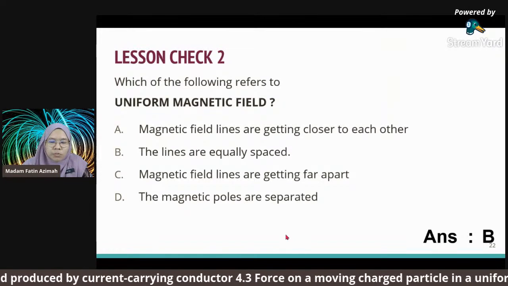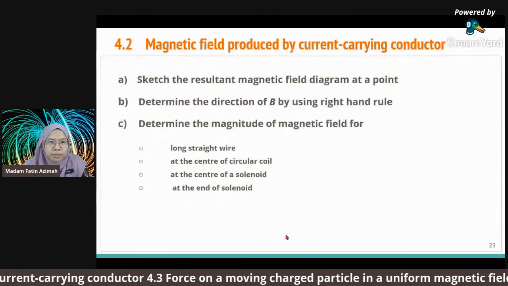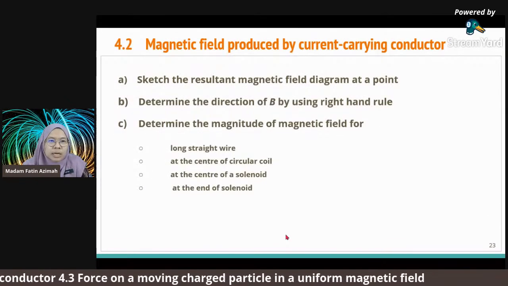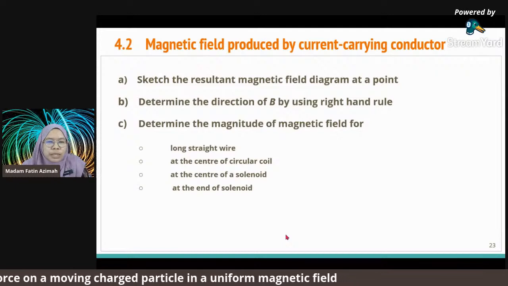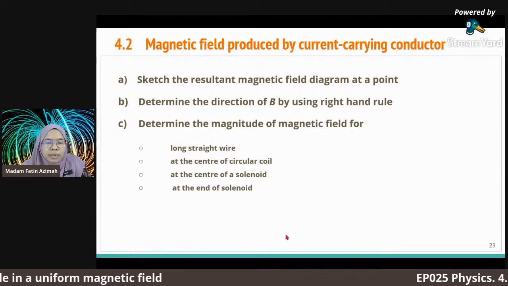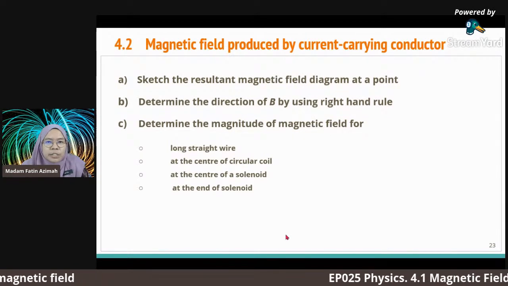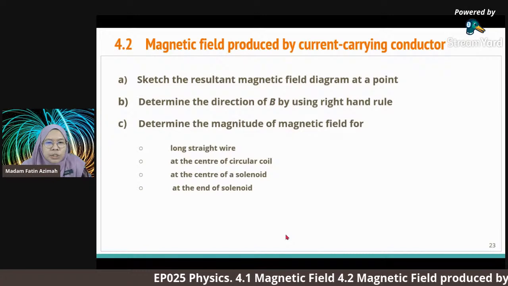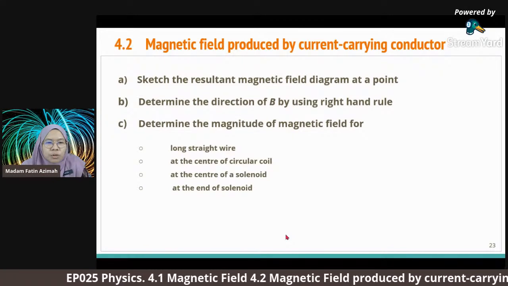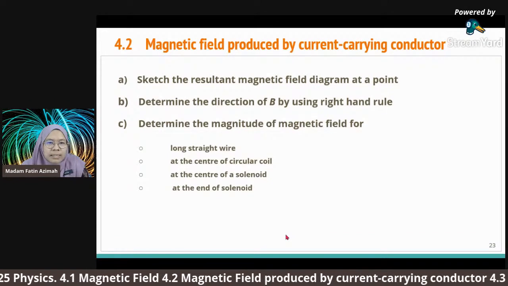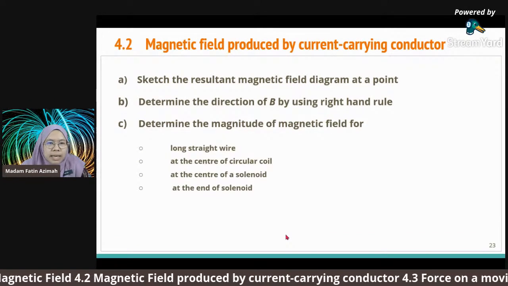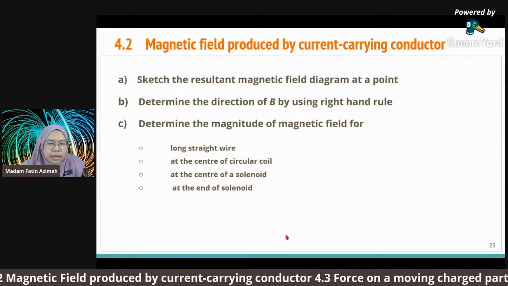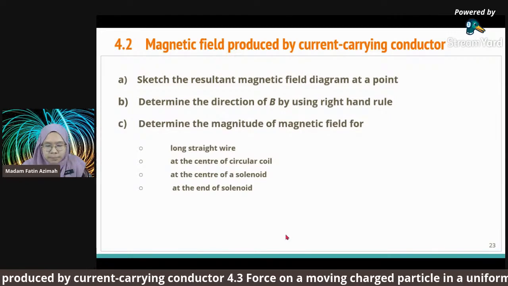We continue with 4.2. Okay, the learning outcomes for 4.2 are to sketch the resultant magnetic field diagram at a point and determine the direction of B by using the right hand rule, and to determine the magnitude of the magnetic field for a long straight wire, at the center of a circular coil, at the center of a solenoid, and at the end of a solenoid.